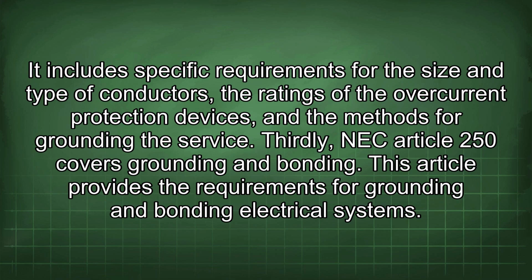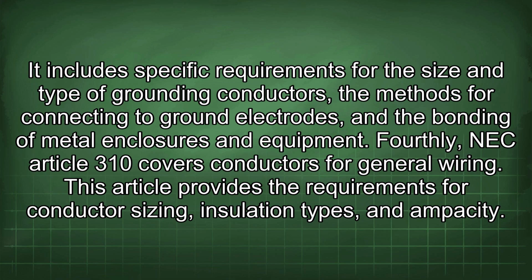Thirdly, NEC Article 250 covers grounding and bonding. This article provides the requirements for grounding and bonding electrical systems. It includes specific requirements for the size and type of grounding conductors, the methods for connecting to ground electrodes, and the bonding of metal enclosures and equipment.